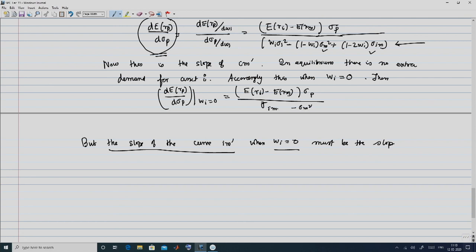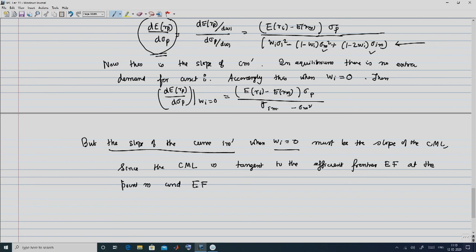this must be the slope of the capital market line, since the capital market line is tangent to the efficient frontier, which I have identified as EF, at the point M. And also we recognize the fact that EF is tangent to IM prime at M.